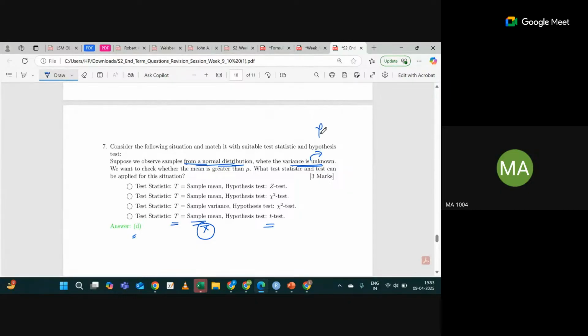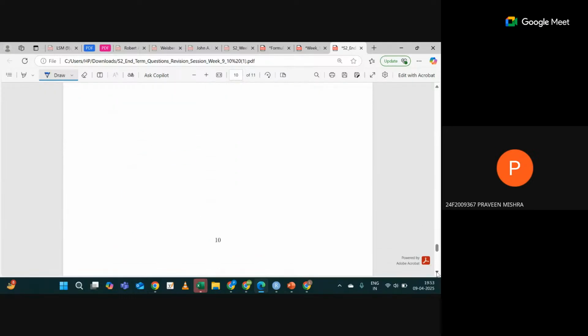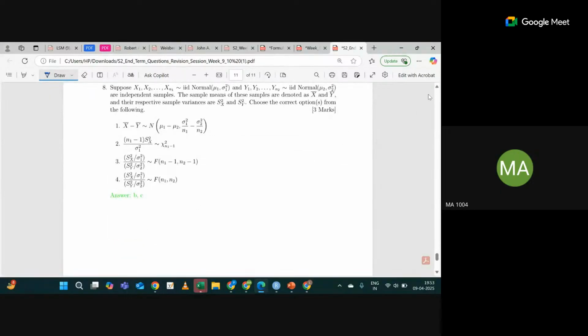See, variance is unknown, so I could use chi-square. But in chi-square we check the variance, right? So my question is, how did you decide this is the sample mean? Because in the question it is given that we want to check whether the mean is greater than something. If you want to test for mean, there are two tests, Z and T. I will use the Z test when sigma square is known, and the T test when sigma square is unknown. Understood? Okay, what about this question?